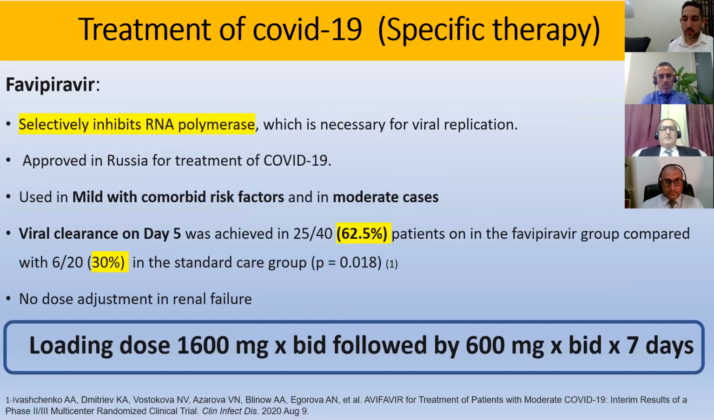Favipiravir selectively inhibits RNA polymerase and inhibits viral replication; it can be used for mild and moderate cases. In many randomized trials, they found that viral clearance on day 5 was achieved in 62.5% compared with 30% of those only receiving standard care. There is no adjustment for renal failure, and the dose is 1,600 twice a day for day 1, followed by 600 twice a day for 7 days.